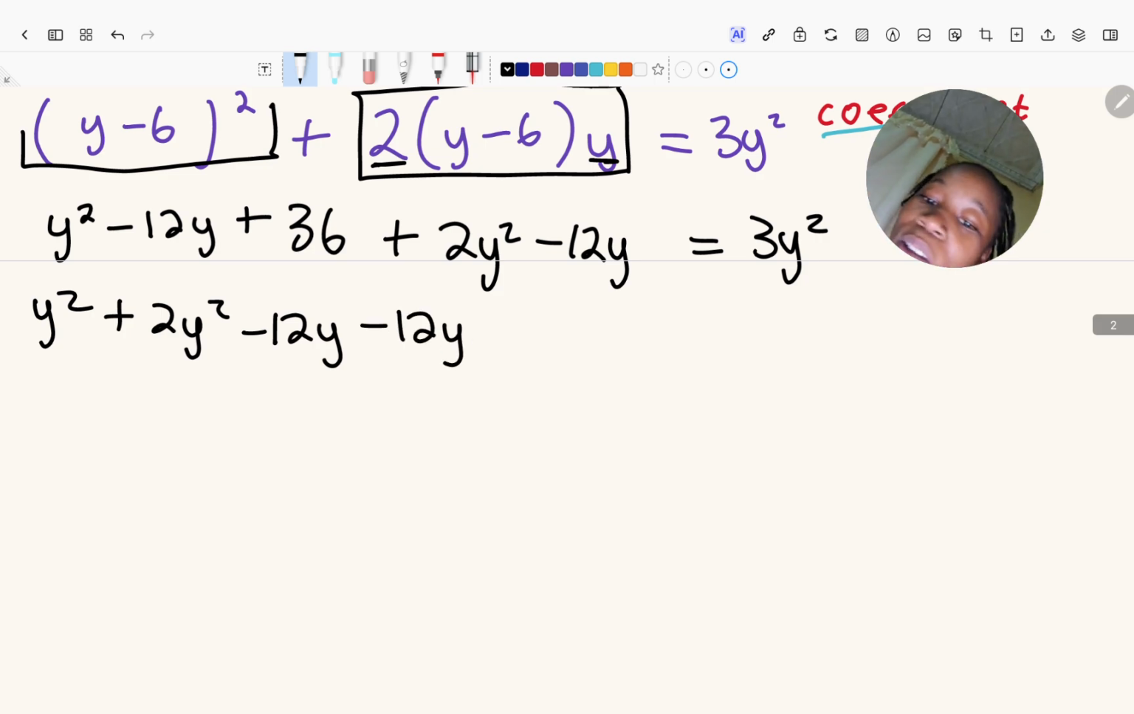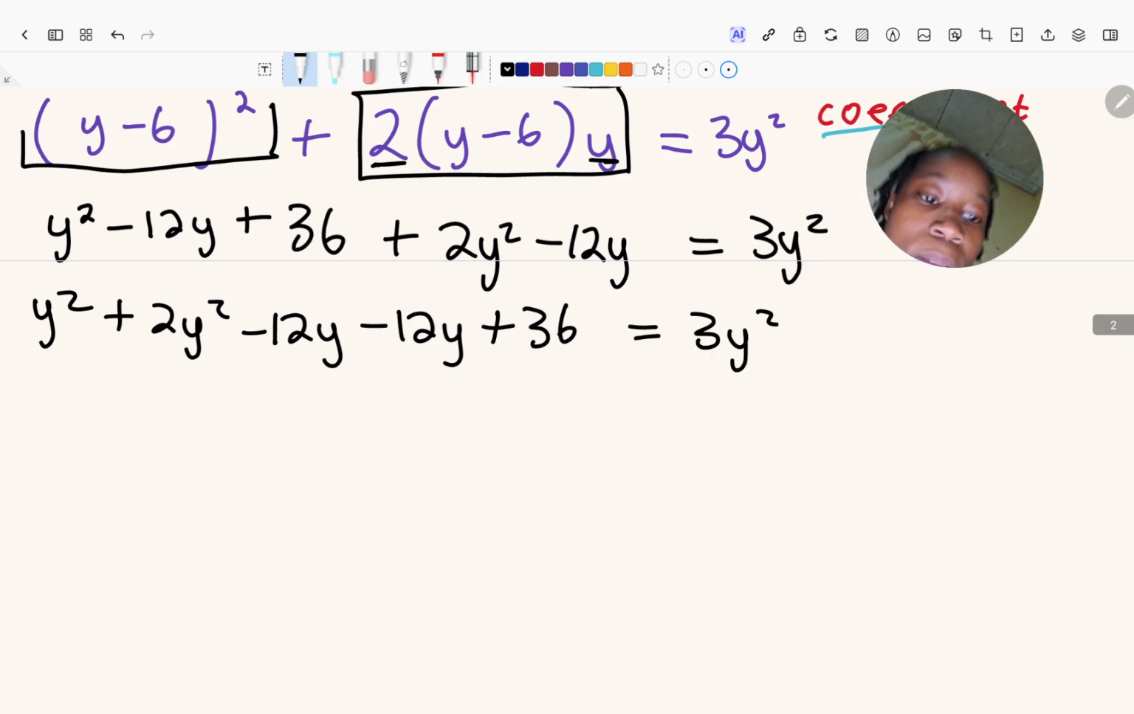Then we're done with the y community, and then we're going to move to the one without a coefficient. So it's going to be plus without a variable, plus 36 is equals to 3y squared. So remember, we have this 3y squared, and it belongs to the y squared community. We need to take it here.